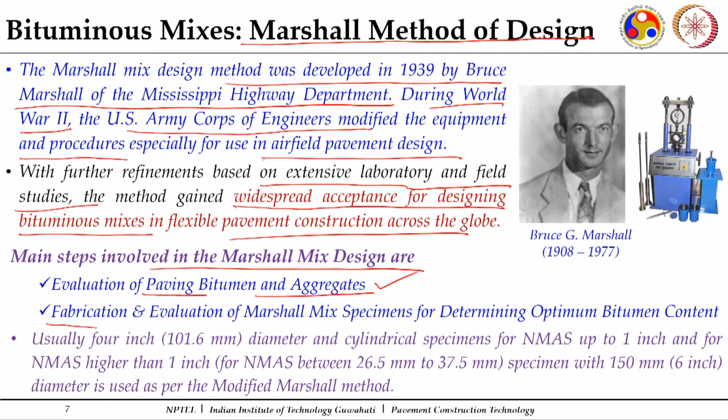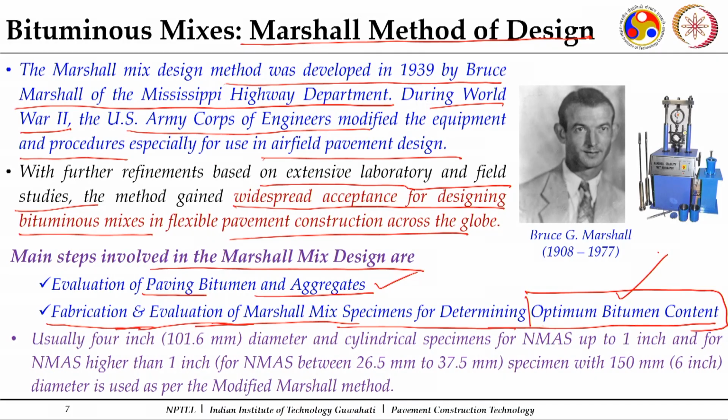And then the second one is fabrication and evaluation of Marshall mix specimens for determining optimum binder content. Here it says that once you fabricate this compacted specimen, your exercise should focus on determining optimum binder content, the binder content which is the best one. This should not be too high, this should not be too low. As I said, too low may also have a concern, and with too high, one common concern is the cost will increase, and other concerns may be regarding the performance. So, you need to work out the optimum one which gives you the desirable performance.